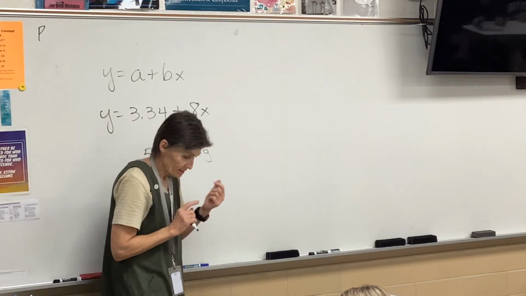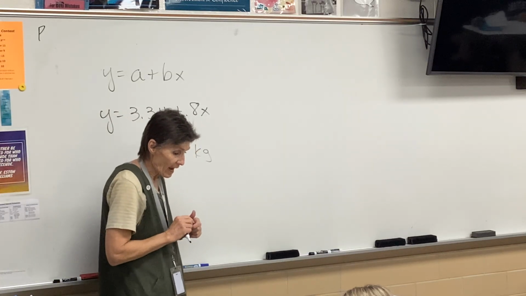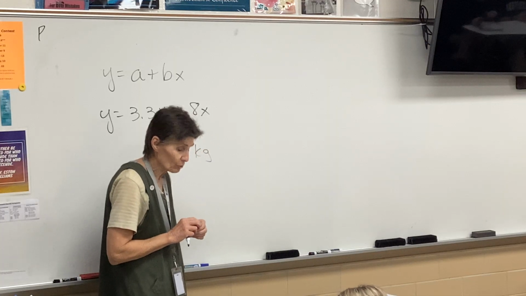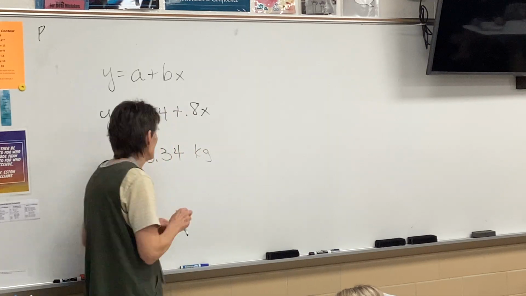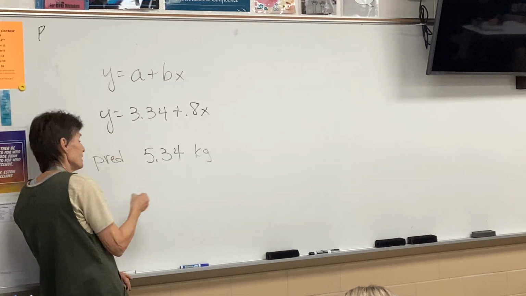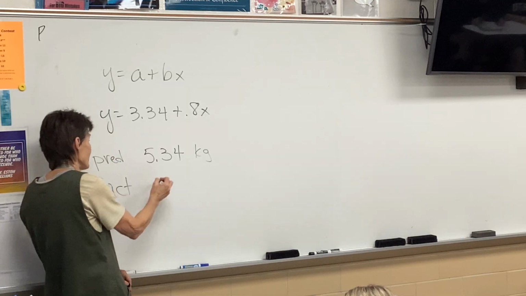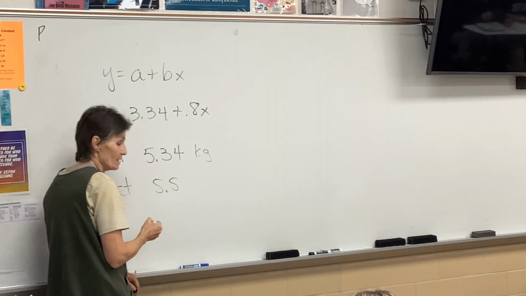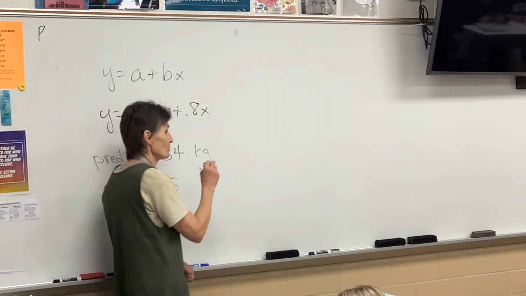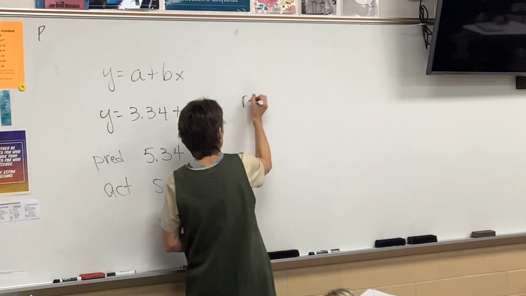And then the review question says, the actual weight of the baby 2.5 months after birth was 5.5. So this is what our model said. So this was our prediction. Somebody actually weighed the baby and it was 5.5. So we want to find the residual. Who remembers how to find the residual again? How do we do that?